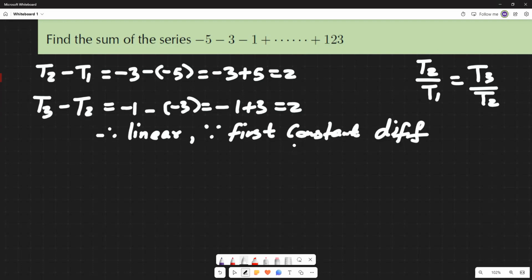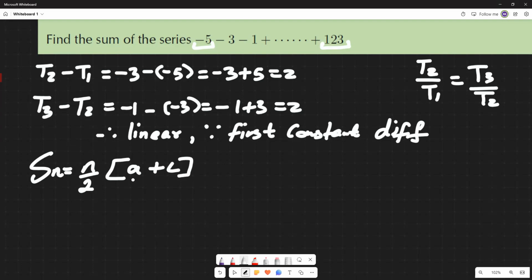Perfect. And in this case, I know the value of the last term. I know the value of the first term. So I can use this formula. Sn equals n over 2 into bracket a plus the last term. Right. Perfect. But I have a and l. I don't know what n is. So I need to find the formula of the nth term.